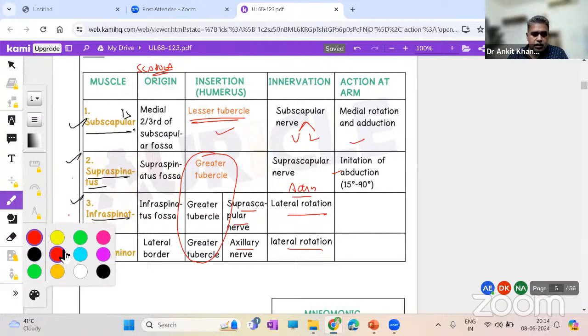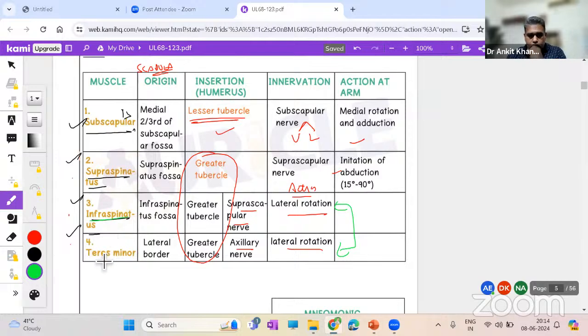Just remember over here, if I put an additional point, that these 2 muscles, which 2 muscles? The infraspinatus and teres minor. They are the main lateral rotators apart from the posterior fibers of deltoid. So you can remember it by the mnemonic LRTI. Lateral rotation, T is your teres minor, and I is the infraspinatus. LRTI, like lower respiratory tract infection. There you can take the mnemonic.